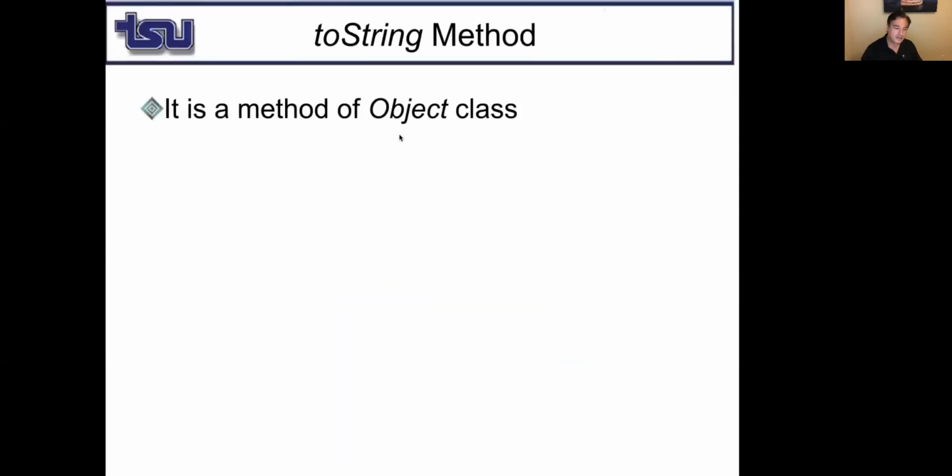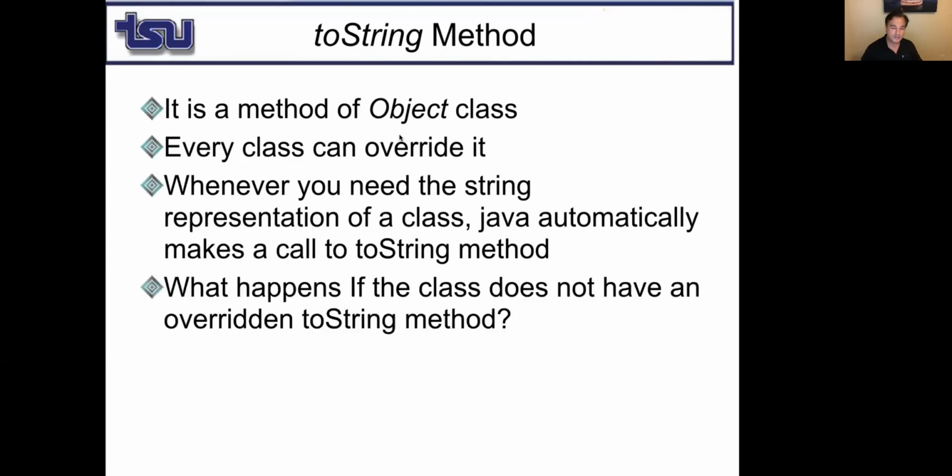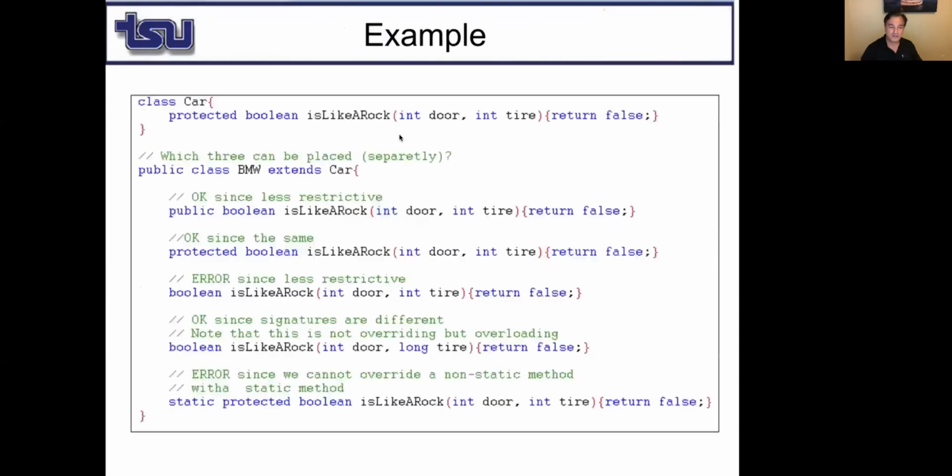So the toString method is a method of the Object class, which means every class can override it. Whenever you need the string representation of an object, Java is going to make a call to the toString method. What happens if the class does not have an overridden toString method? Let's see. Well, this is not that example, but we'll come back to that, I suppose. Okay, let's look at this.